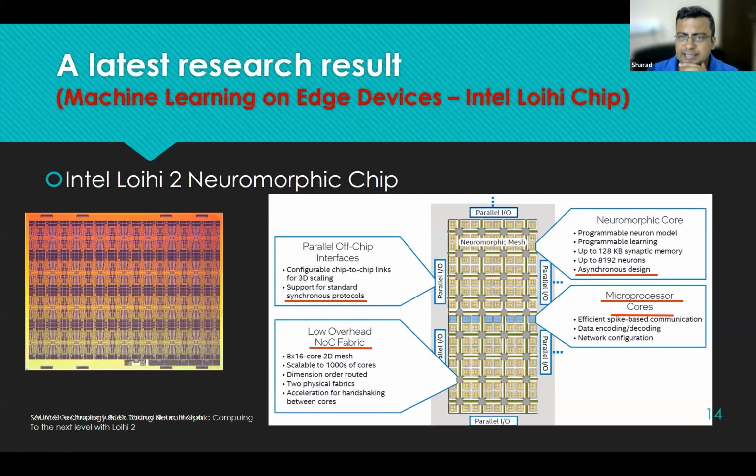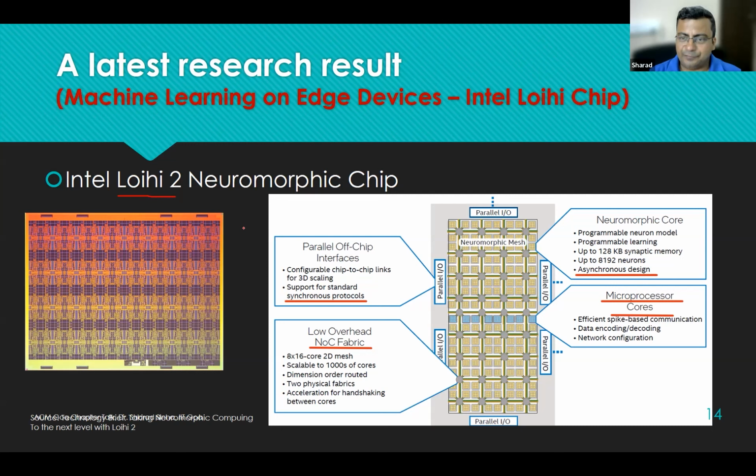This here is another example of a very latest research result. This is again machine learning on edge devices, but this is a chip. This chip is called Loihi, and what I'm showing you here is the diagram of Loihi 2 from Intel. It's a neuromorphic chip because this chip works on the concept of spiking neural networks, which is a little different from the normal neural networks that you study. Essentially, these networks are based on the modeling of the human brain.